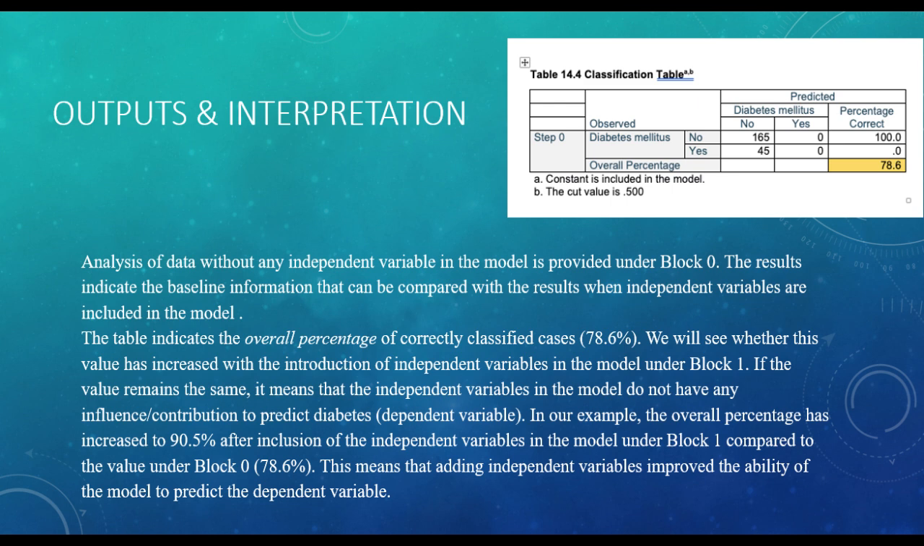If the value remains the same, it means that the independent variables in the model do not have any influence, or contribution, to predict diabetes, the dependent variable. In our example, the overall percentage has increased to 90.5% after inclusion of the independent variables in the model under Block 1 compared to the value under Block 0, 78.6%. This means that adding independent variables improved the ability of the model to predict the dependent variable.